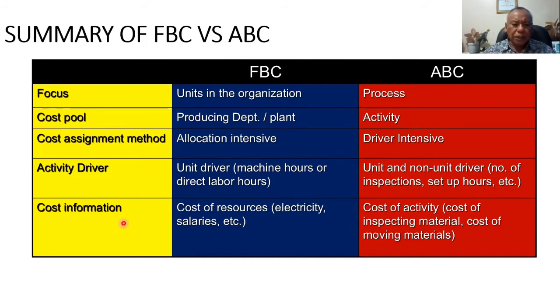The cost information in functional-based costing is actually the cost of resources like electricity, salaries, etc. While in activity-based costing, the cost information is the cost of activity. For example, cost of inspecting materials, cost of moving or handling materials, cost of purchasing, and others.